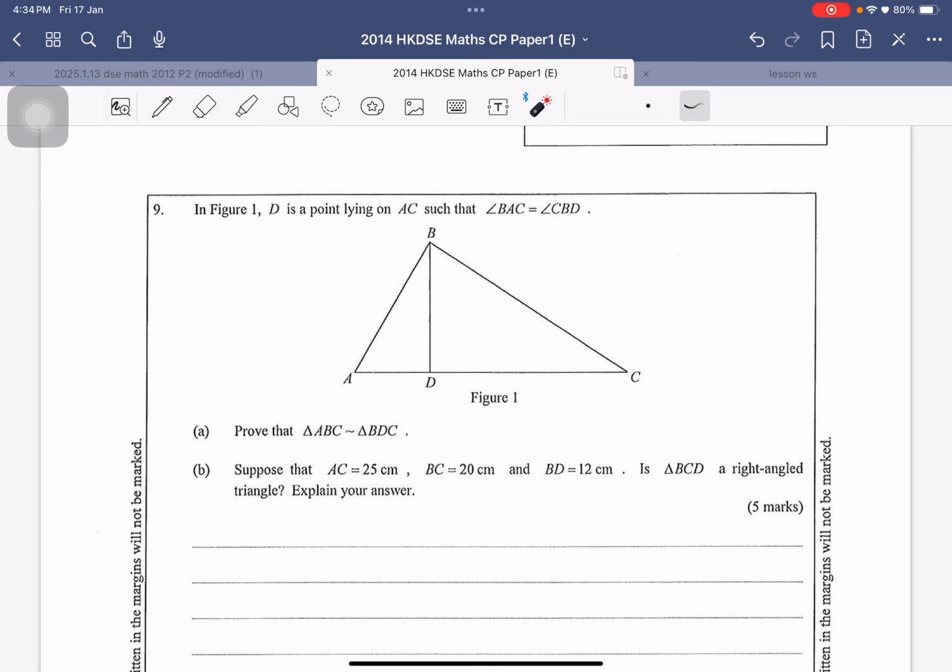Three angles in a triangle, add together, equal how many? What did you write? Nothing. You just said triangle ABC is similar to triangle BDC. Where is the proof? You just copied this down. Where are my reasons?